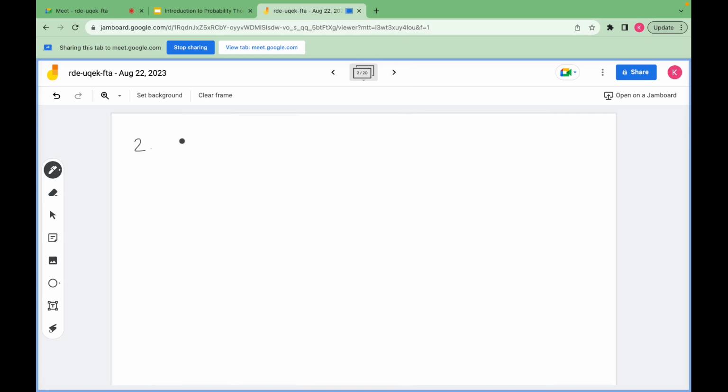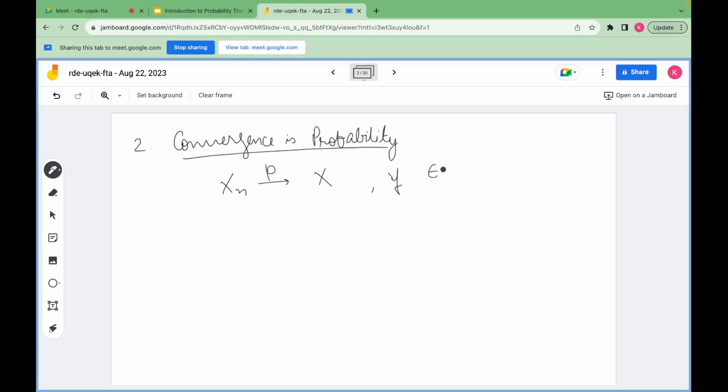Second is convergence in probability. Xn will converge to X, and this is the sign that it converges in probability, if for every epsilon greater than 0, the probability that the absolute value of Xn minus X is greater than epsilon goes to 0.